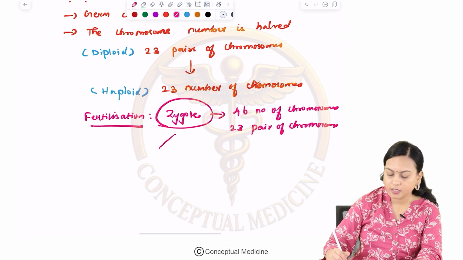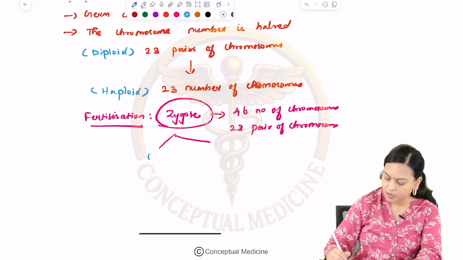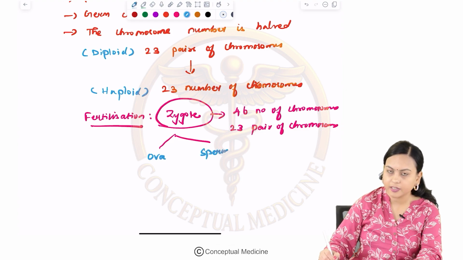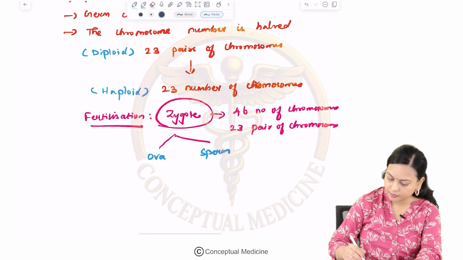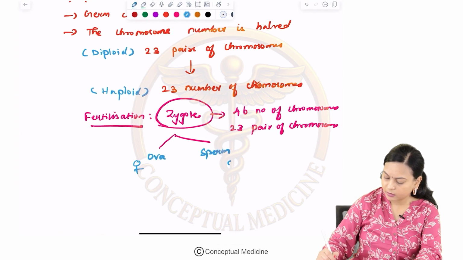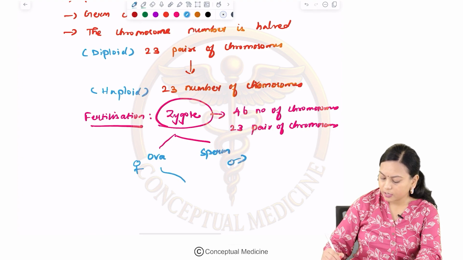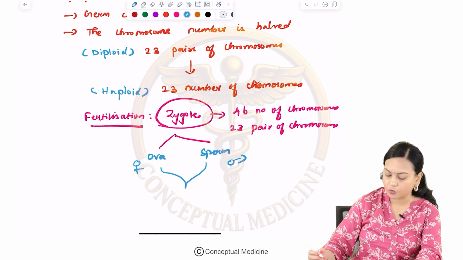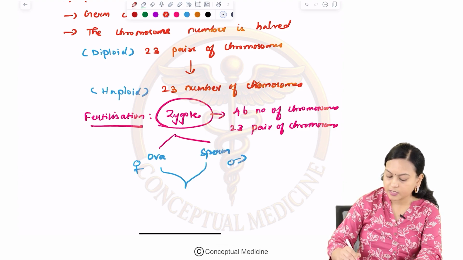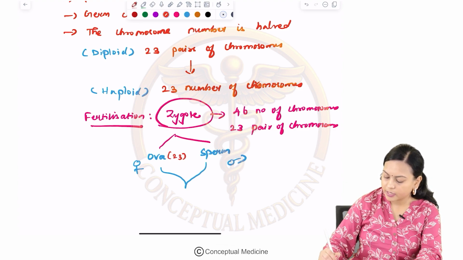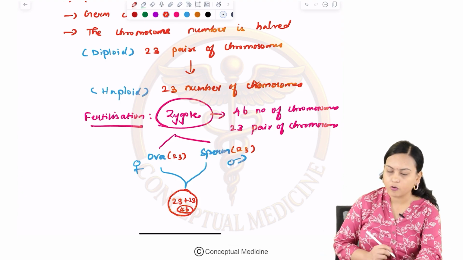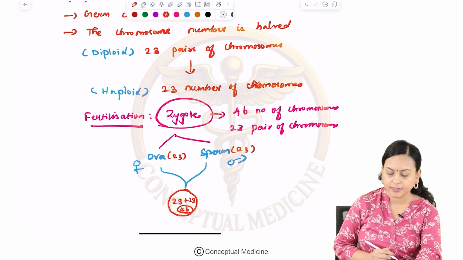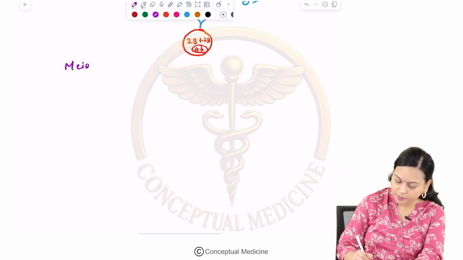Now, how is a zygote formed? It is formed by the fusion of ovum and sperm, which are the germ cells of a female and a male, right? So, when this fusion occurs, the zygote should have 46 chromosomes. So, these germ cells are destined to contain only half the number of chromosomes. When the zygote is formed, they add up and the zygote will contain 46 chromosomes. Yes? And this meiosis takes place in two phases.